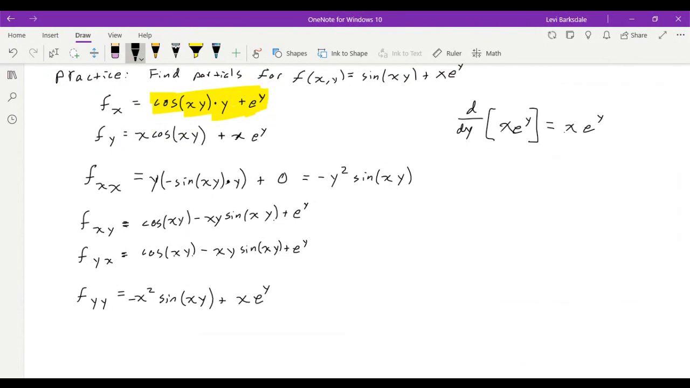All right. So these would be our 4 second partial derivatives. Of course, you could keep going. If you wanted to keep going, you could find partial with respect to x 3 times, with respect to x twice and y only once, and then your partial with respect to y all 3 times.